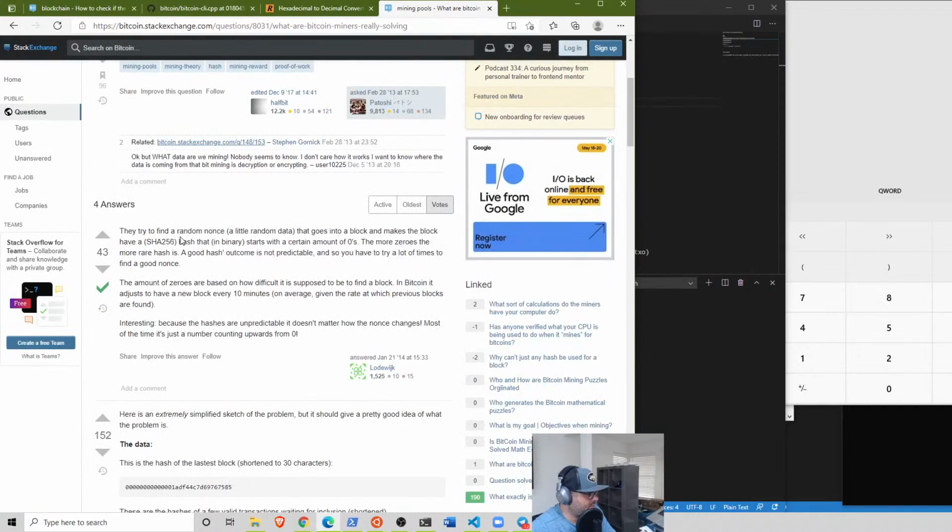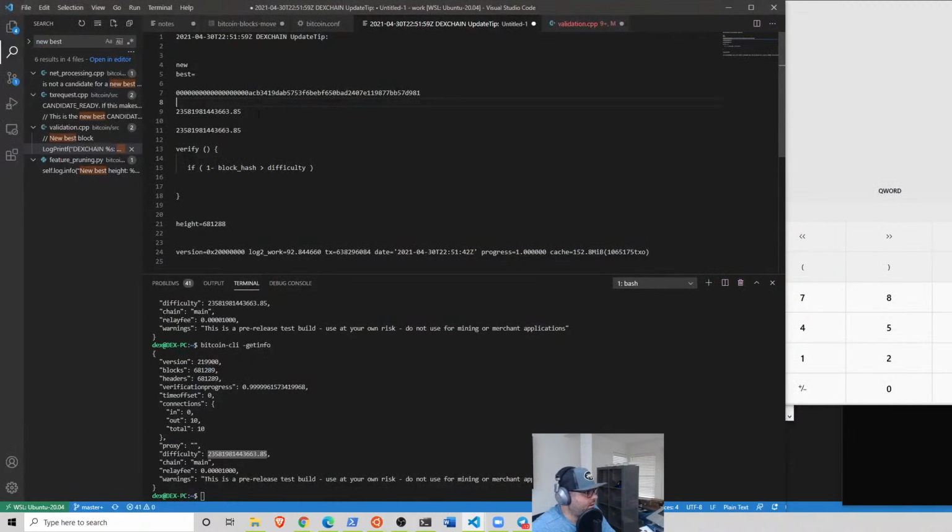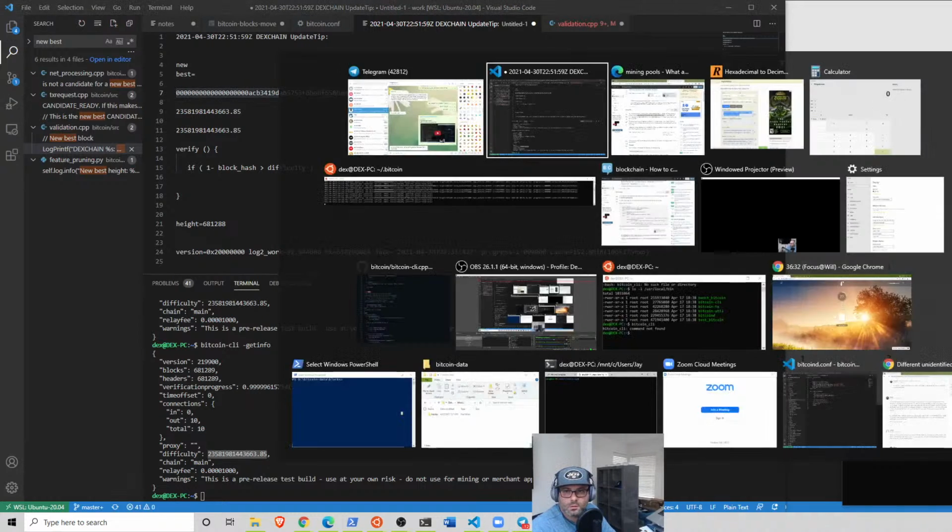What a Bitcoin miner is really solving: we want the block's SHA-256 hash in binary to start with a certain number of zeros. The more zeros, the more rare the hash. Okay, so we have all these zeros, right? 1, 2, 3, 4, 5, 6, 7, 8, 9, 10, 11, 12, 13, 14, 15, 16.